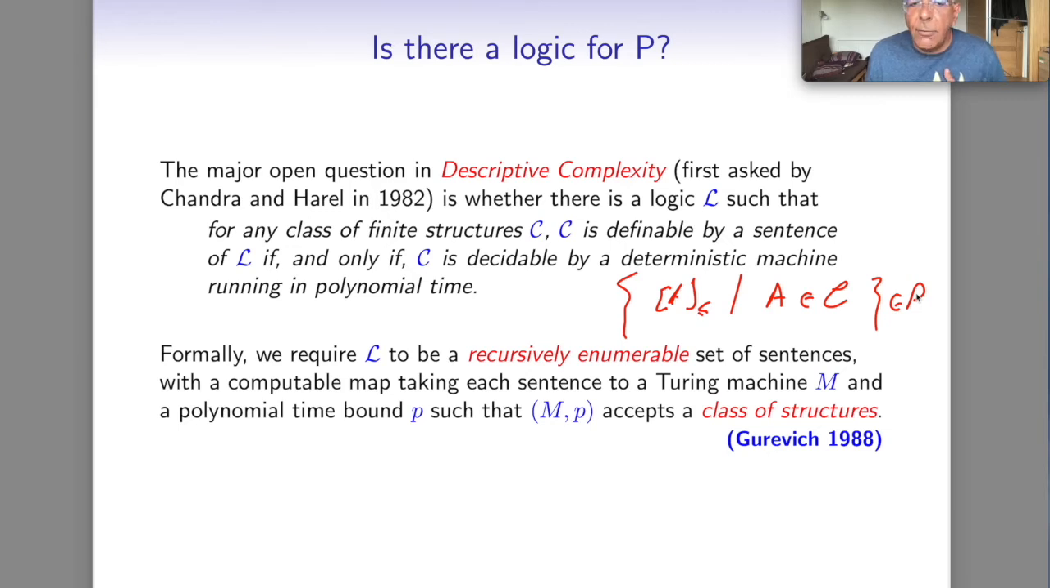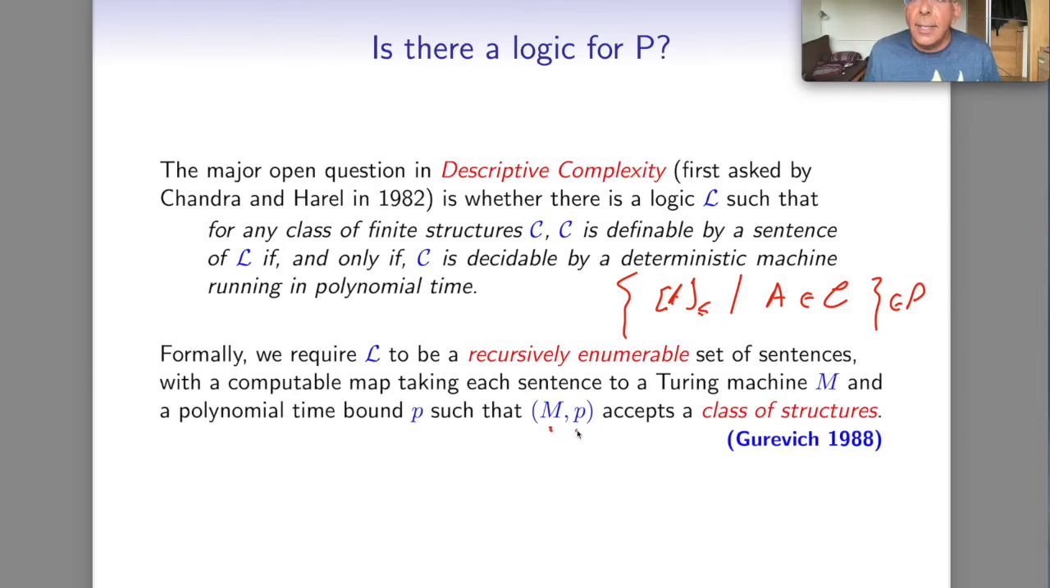And as I said, formally we require the logic to be a recursively enumerable set of sentences with a translation to a pair: a Turing machine, a deterministic Turing machine now, and a polynomial P.